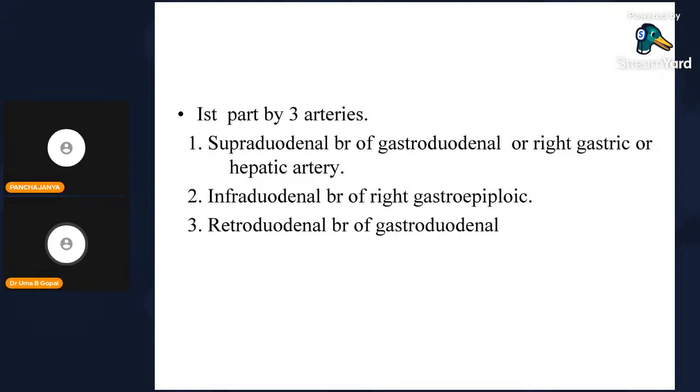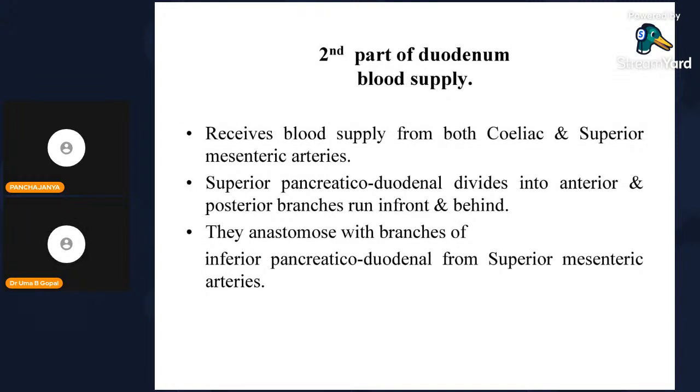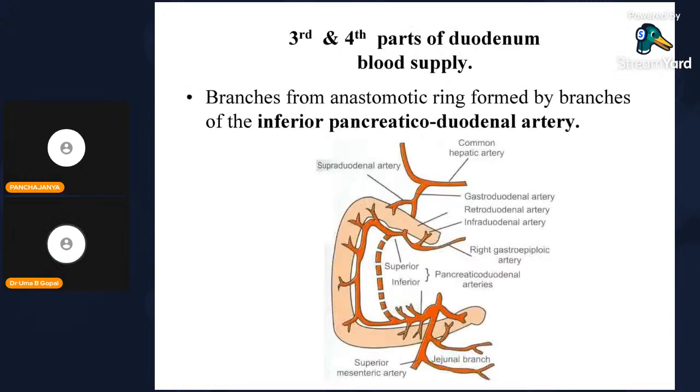The first part is supplied by three arteries: the supraduodenal branch of the gastroduodenal or right gastric or hepatic artery, the infraduodenal branch of the right gastroepiploic artery, and the retroduodenal by the gastroduodenal artery. These are the three arteries for the first part. Second part, not needed much. If you know the artery, that is enough.